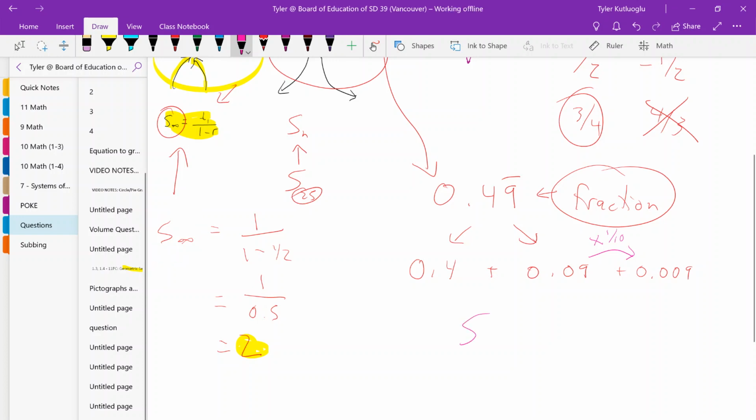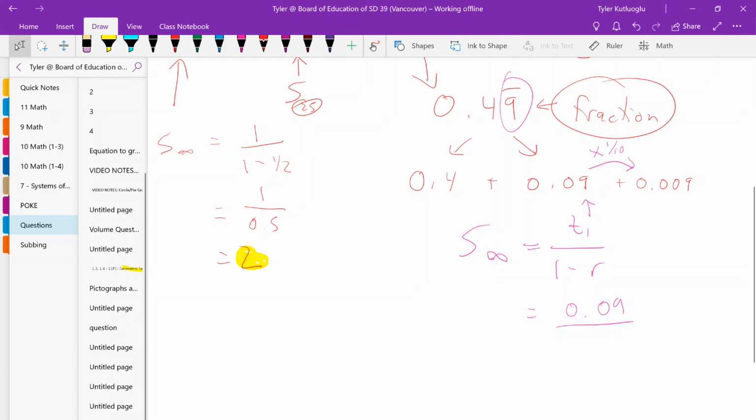So the formula is sum of infinity, because we're going to basically add all these repeating 9s. We want to add them together to find out what they are. Is equal to term 1 over 1 minus r. So my term 1 was this one right here, the 0.09. Let me double check. Yep. Or you know what? Let's write it as a fraction just to make our lives easier.